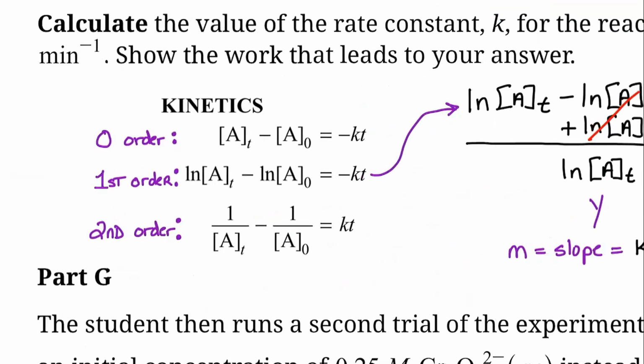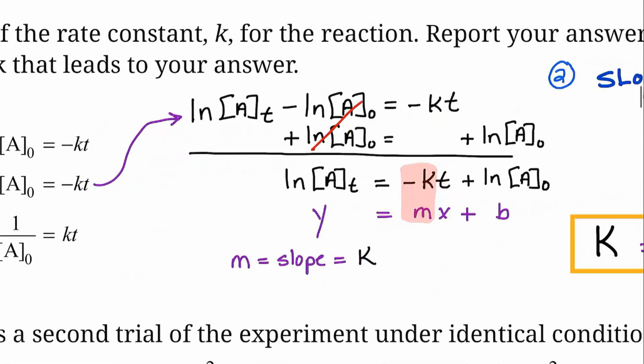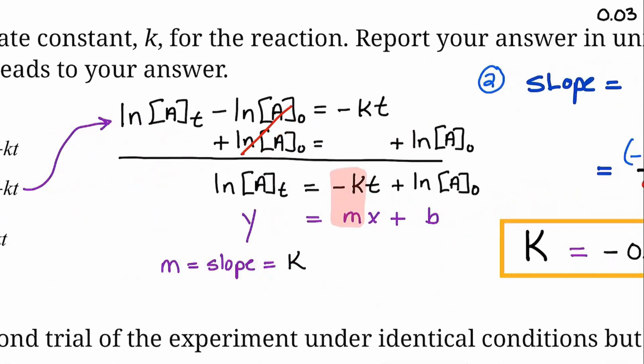The first one they wrote is zero order, the second is first, and the third they wrote is second. So they go in order 0, 1, and 2. Now what I did here is I manipulated this into a linear equation. I took the first order equation and solved for the natural log of A over some time period. Of course, that A is the dichromate ion, and I just moved that over.